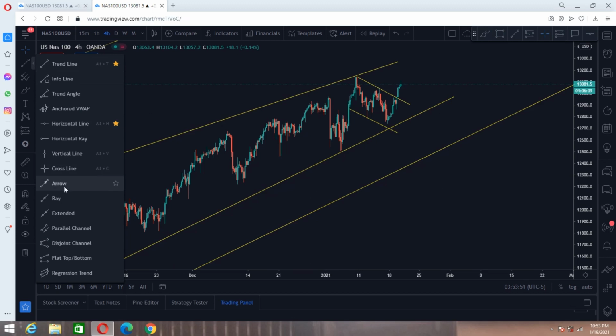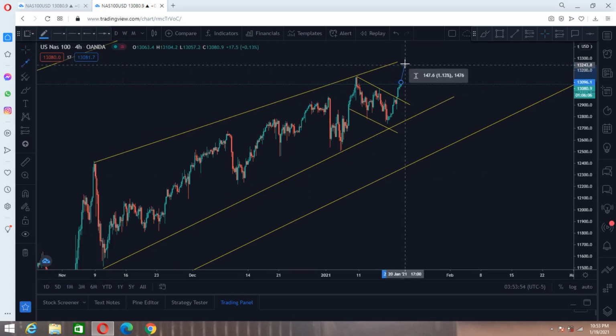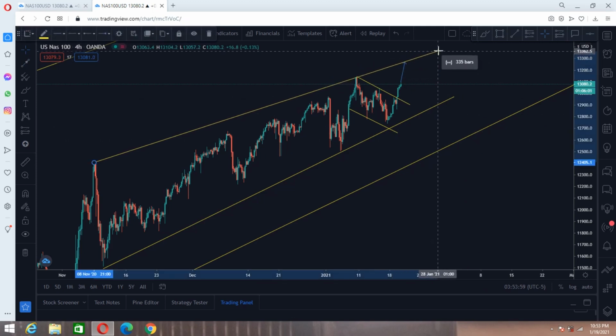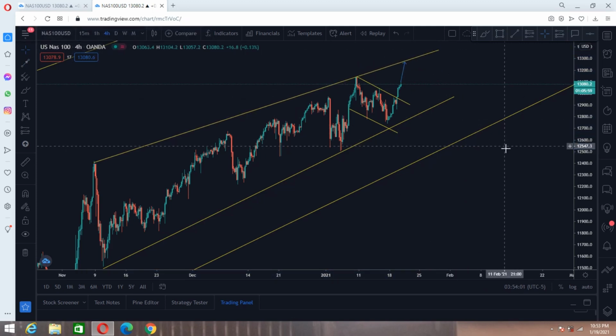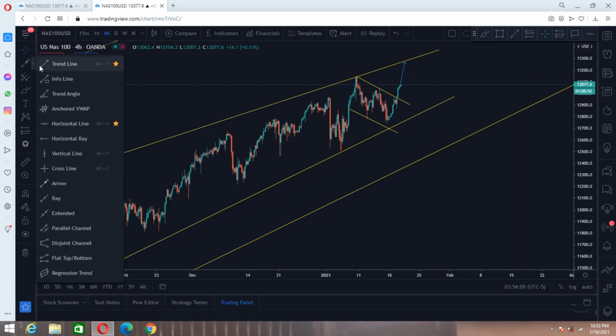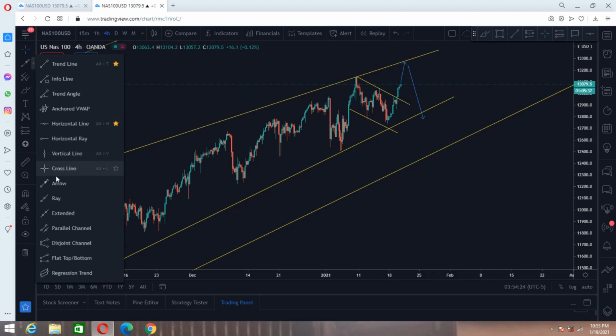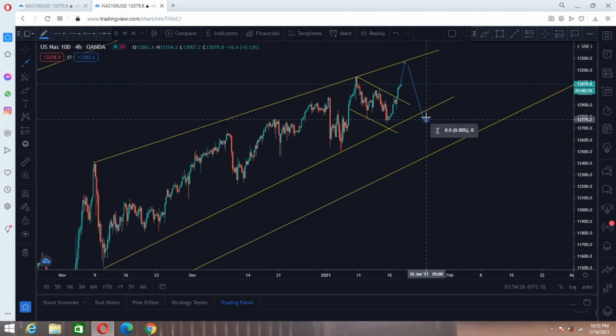As you can see, obviously this is going to be our third touch on the 4-hour time frame. But because we know that the momentum is to the upside, what it can possibly do is break the structure here, then go for a retest.